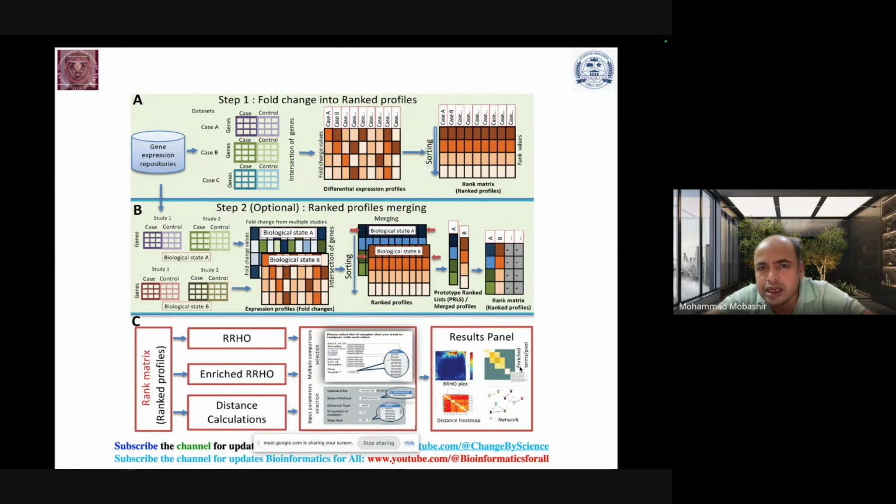I have collected this figure from one of the very beautifully presented papers in Nature Communications, where it shows that if you are working on gene expression data and you are interested in analyzing gene expression patterns or profiles, then you need to think about the steps. For example, fold change and ranking the profiles, then merging, for example, integrating them together, then going for some kind of functional relevance and better visualization plots in terms of conclusion.